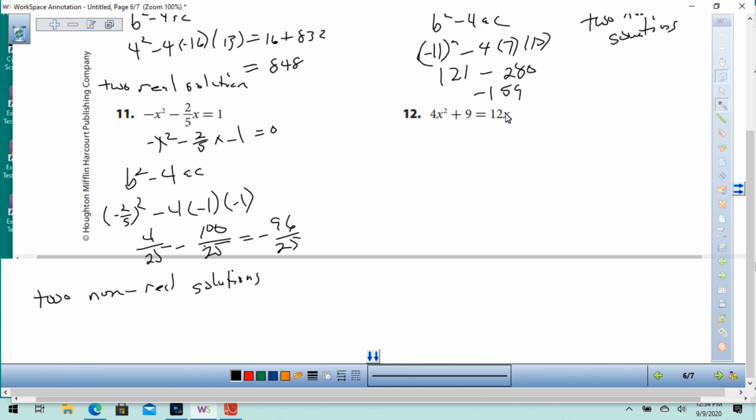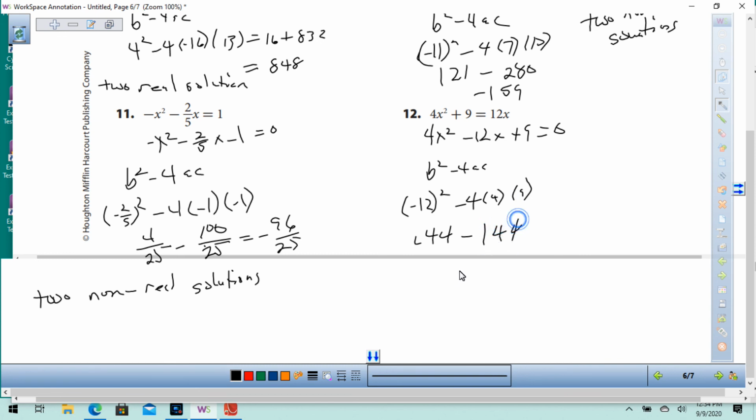And let's go over here. We're going to subtract 12x from both sides. You got 4x squared minus 12x plus 9 equals 0. What do we do? Well, let's see. B squared minus 4ac. That's going to be negative 12 squared minus 4 times 4 times 9. 144 minus 4 times 4 is 16, times 9 is 144, so we get 0.